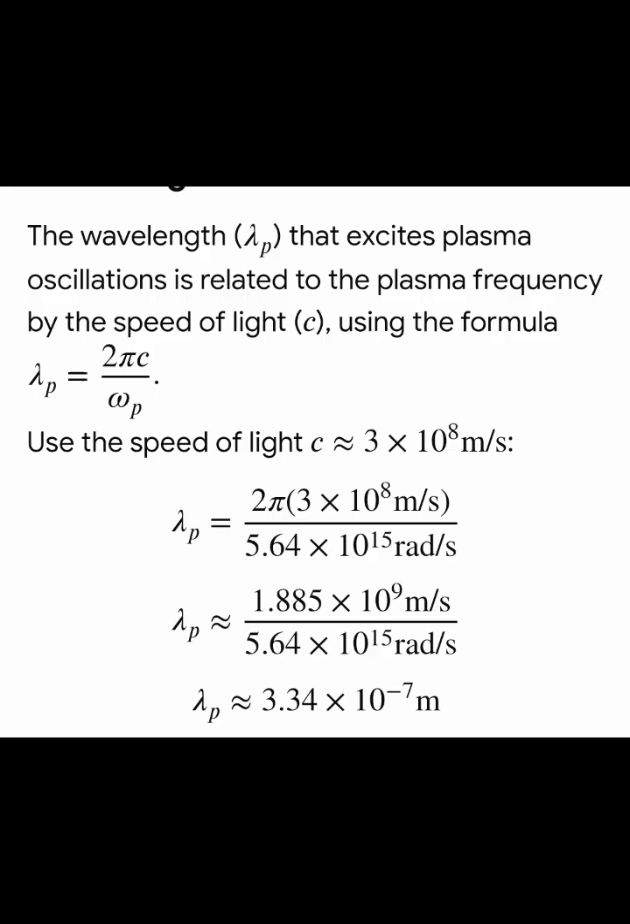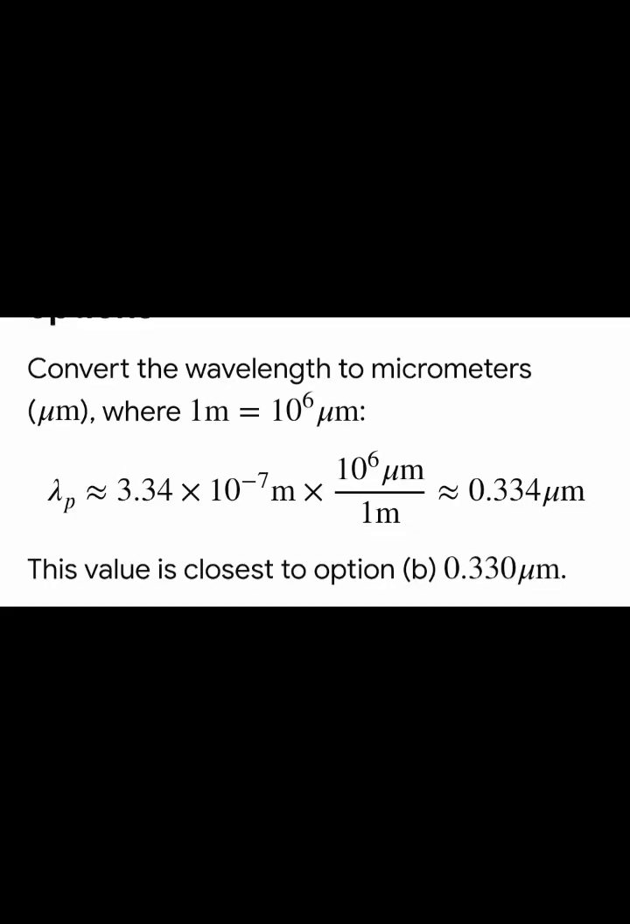That is, the wavelength lambda p is equal to 2 pi c by omega p. So lambda p is equal to 2 pi into 3 into 10 power 8 divided by 5.64 into 10 power 15, and this is approximately equal to 1.885 into 10 power 9 divided by 5.64 into 10 power 15. This is approximately equal to 3.34 into 10 power minus 7 meter. So here, converting the wavelength into micrometers, we can write lambda p is equal to 3.34 into 10 power minus 7 into 10 power 6 micrometer divided by 1 meter, and this is approximately equal to 0.334 micrometer. This value is closest to the option B, 0.330 micrometer.